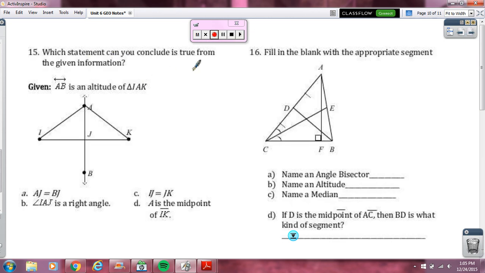Which statement can you conclude is true from the given information? AB is an altitude. Ooh, altitudes, I think of mountains measuring straight down, so I know this is going to be a right angle. IAJ is a right angle. That's up here, so it's not that one. AJ is the same as BJ, not necessarily true. IJ is equal to JK.